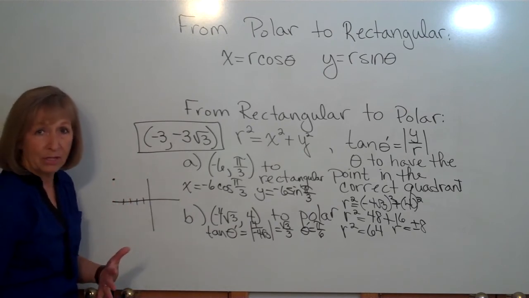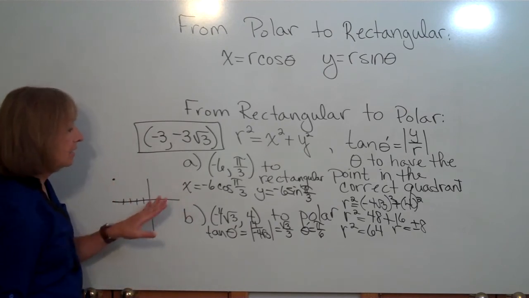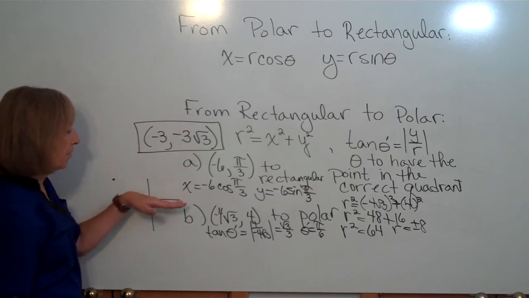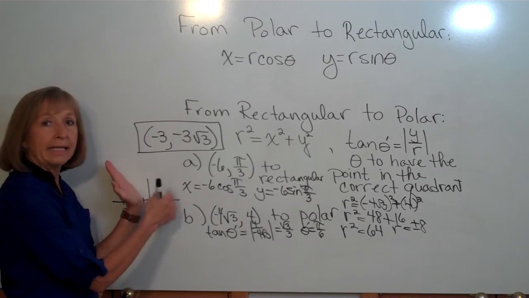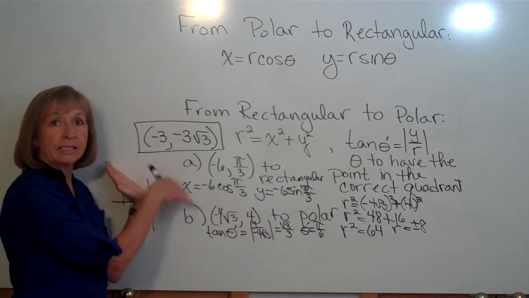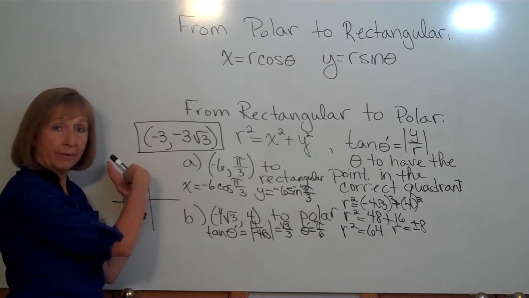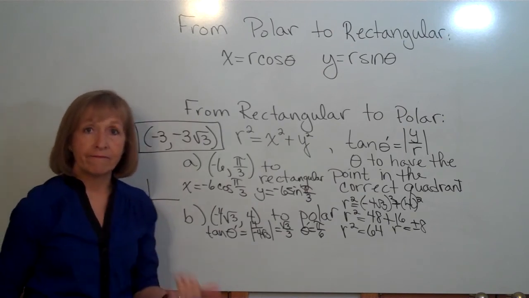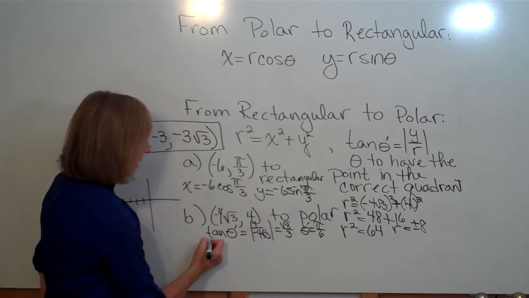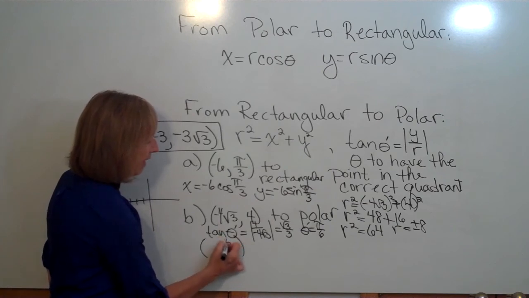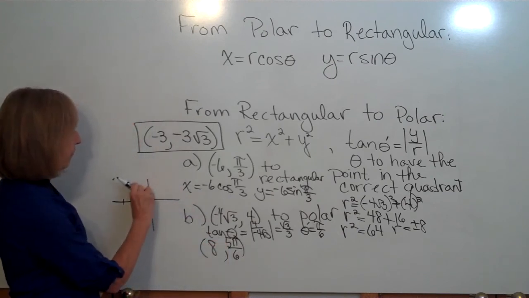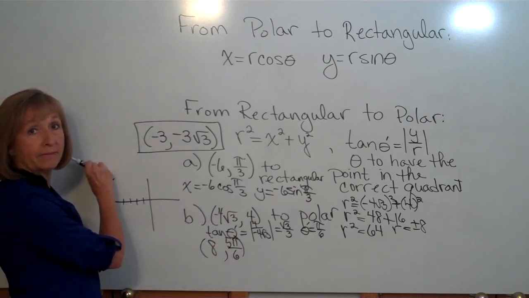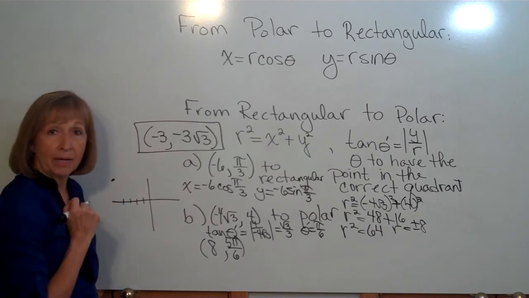So basically I just want to know what quadrant it is in. Left and up is the second quadrant. So if I take my pi over 6 reference angle into the second quadrant, going up and around, that would be an angle of 5 pi over 6. And so if I use 5 pi over 6, then I want to walk out positive 8. So 5 pi over 6 and walk out positive 8 to get to that point.